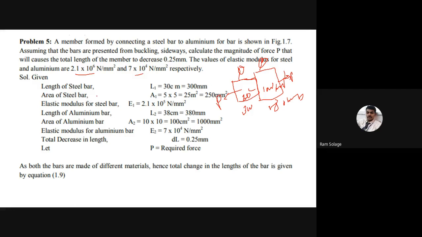Write down the given data. Length of steel bar L1 is equal to 30 centimeter. Since the diagram is not given, take 30 centimeter. Convert centimeter into mm, that is 300 mm. Next A1. Sometimes they give 5 into 5, meaning 25 meter square. We have to convert meter square into mm square.